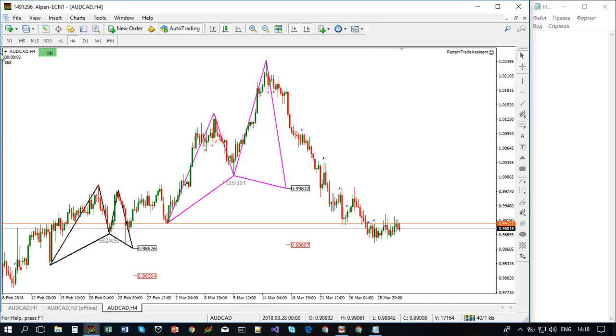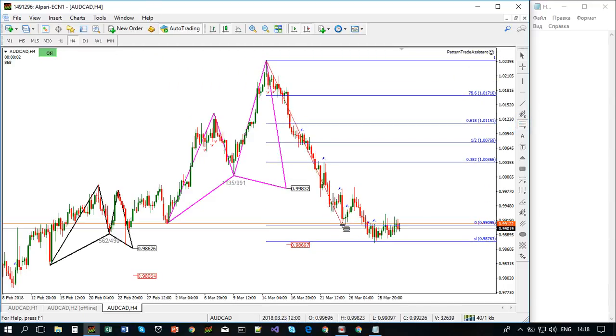The first pair for today is Aussie Canadian 4 hour. We have this Cypher pattern. Those of you who are familiar with this Cypher, I have entered somewhere here at this point. So right now I'm waiting for price to hit 38.2, but it moves away from me. It moves towards my stop loss. Well, it happens. So let me add it into my list. AUD CAD 4 hour.